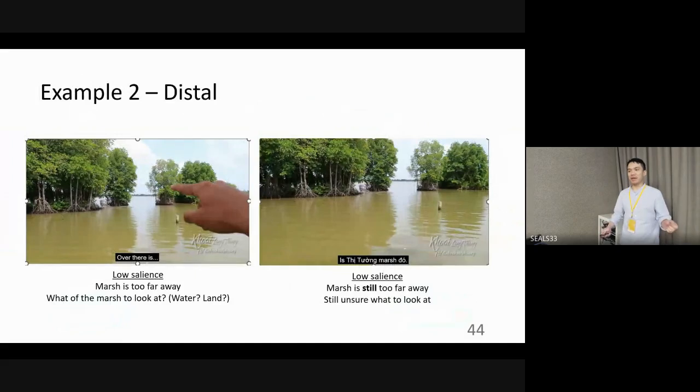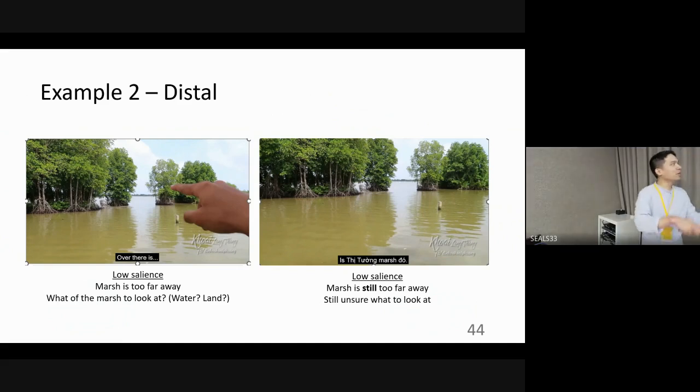And then in the second example, in the first frame, it has low salience. We know the marsh is too far away. We don't really know what part of the marsh to look at. Are we looking at the water? Are we looking at this patch of grass right here or land? But in the third frame, it's still low salience, still too far away. We don't really know what to look at.